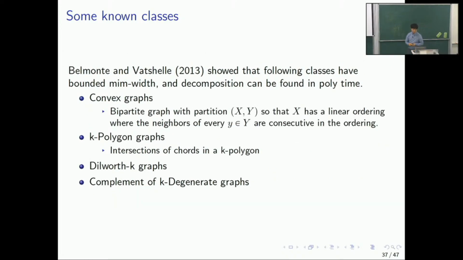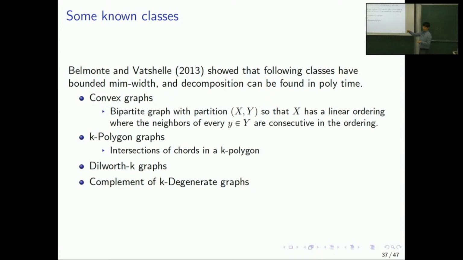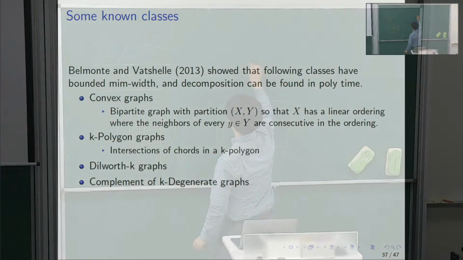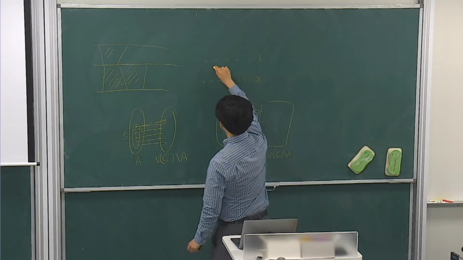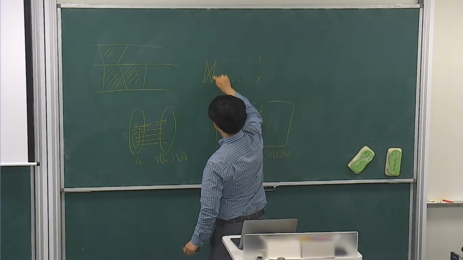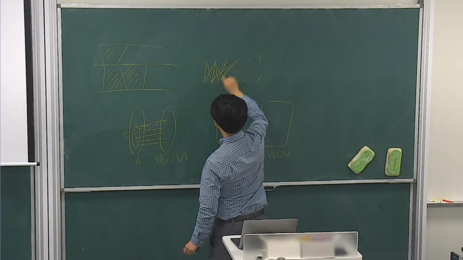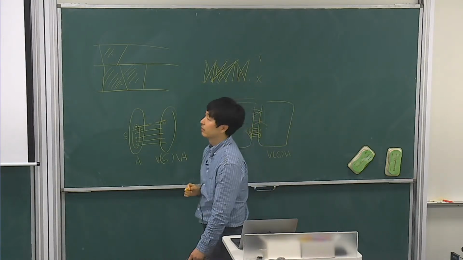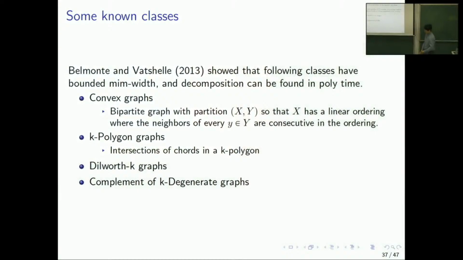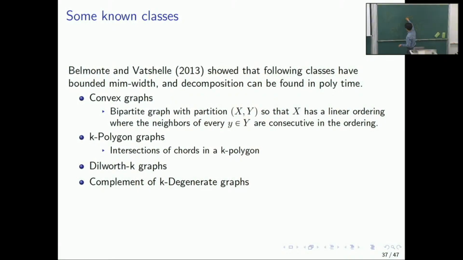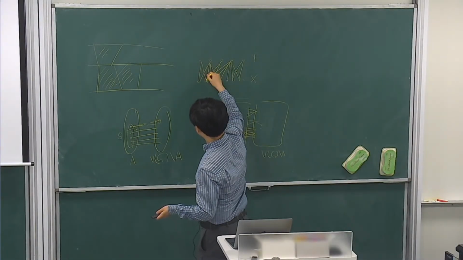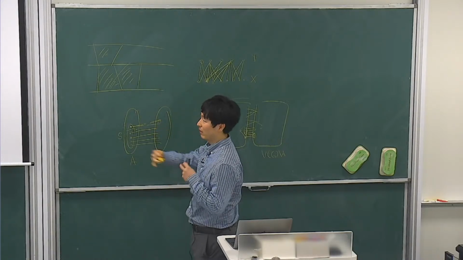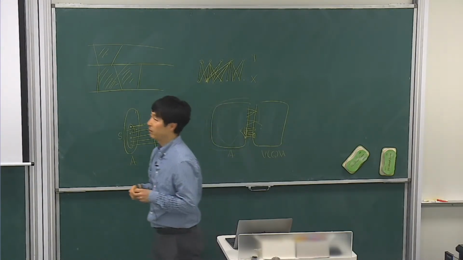Similar with the interval and permutation graphs. And the other graphs are convex graphs. Convex graphs are the bipartite graphs with the two partitions x and y, where x has some linear ordering, and the neighbors of every vertex of y are consecutive on x. So you have y, you have x, and this is a linear ordering. Then the neighbors are just consecutive like this. So this is a convex graph. Then you can give some ordering where you take vertices on x, and so you can give some linear ordering where the mim function is small. Mim function is 1 actually.